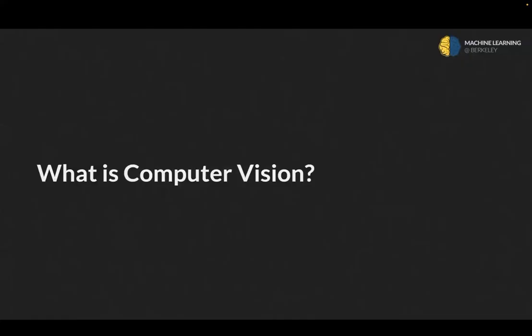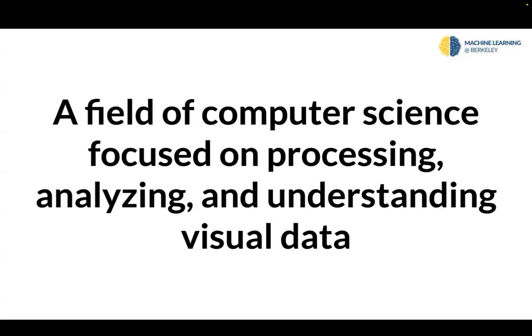So yeah, first of all, what is computer vision? The way I define it is, computer vision is a field of computer science focused on processing, analyzing, and understanding visual data. And visual data is kind of a broad term. It can include images, but also video, maybe 3D scans, and so on.